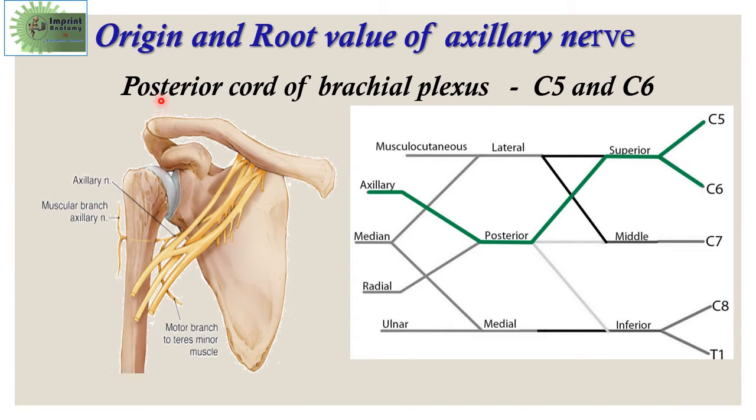The origin of the axillary nerve is from the posterior cord of the brachial plexus, and its root value is C5 and C6. So this is the origin. You can see in this picture also, this is the posterior cord and this you can see the course of the axillary nerve.